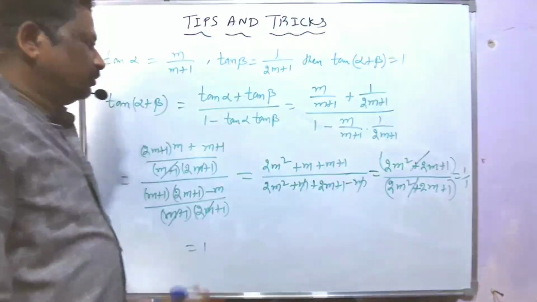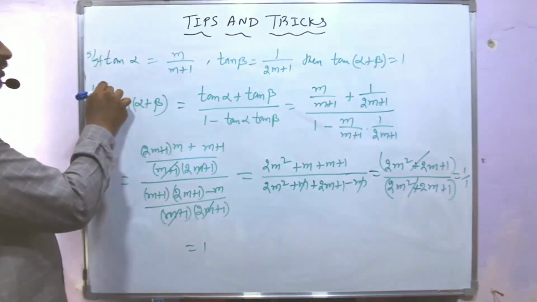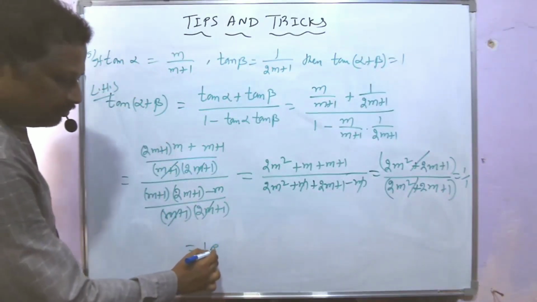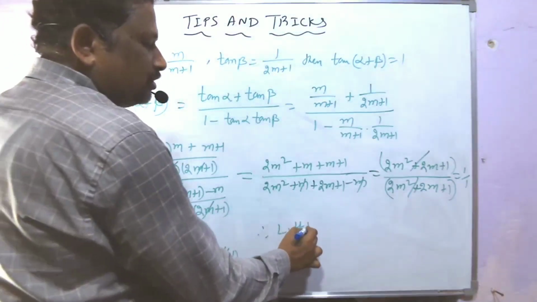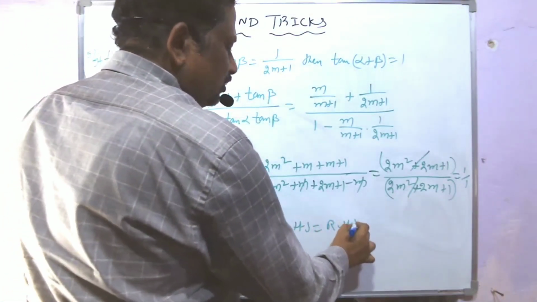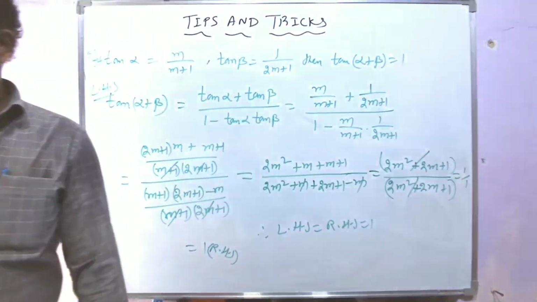So hence proved. This we took LHS. Here what we got? RHS. Therefore LHS is equal to RHS is equal to 1. Okay, note.